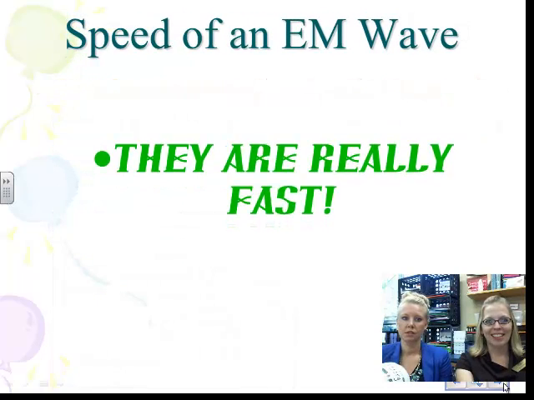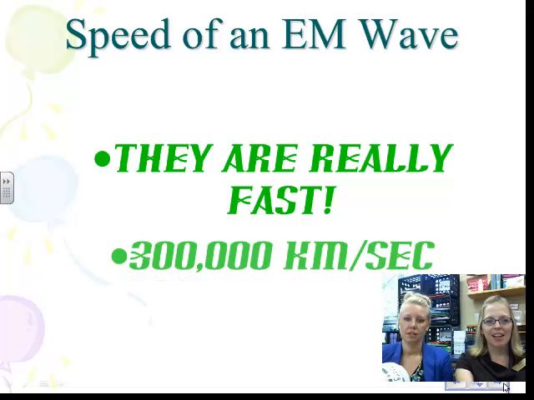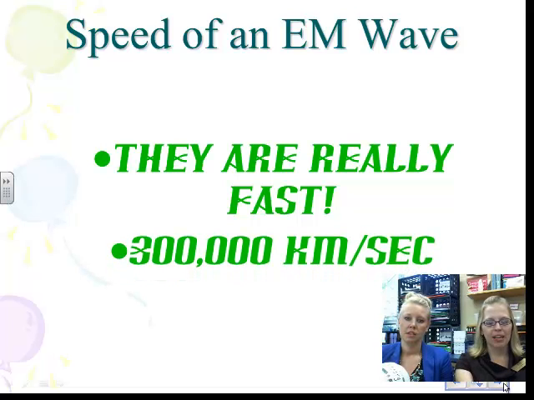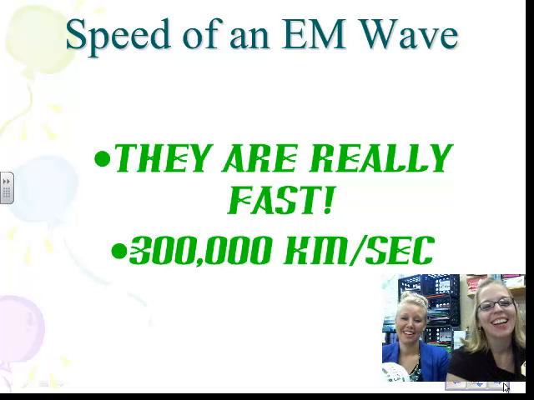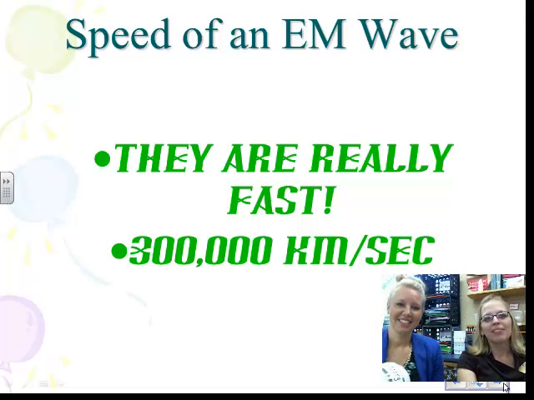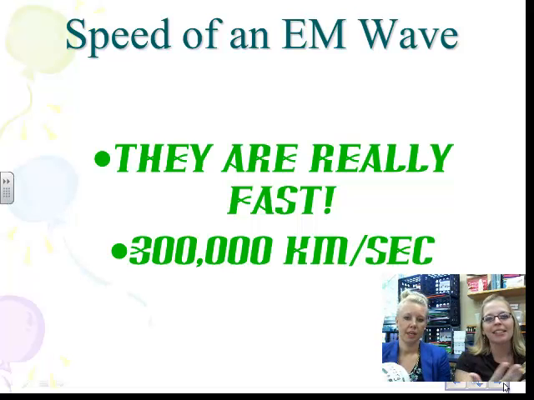EM waves are fast, like really fast. That's your kilometers per second. What is that in miles per hour? Put her on the spot. Yeah, tricky. It's the speed of light. An EM wave, a light wave, the light we see is a type of EM wave. So EM waves travel at the speed of light because it is light. And if you want to know the speed of light, you can just rattle that out and you'll sound super smart.